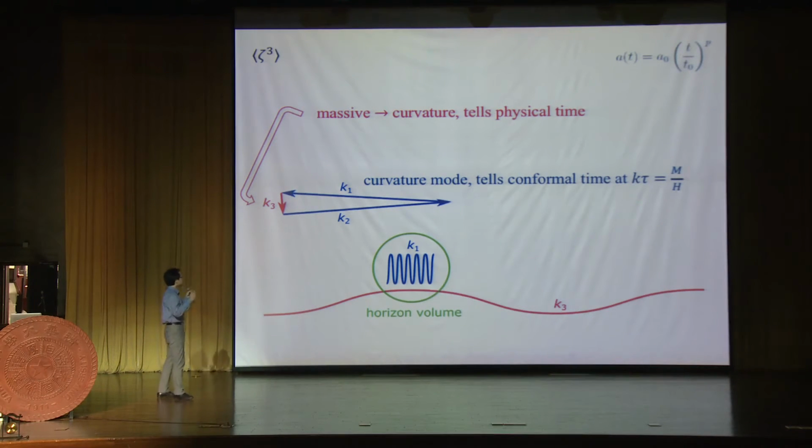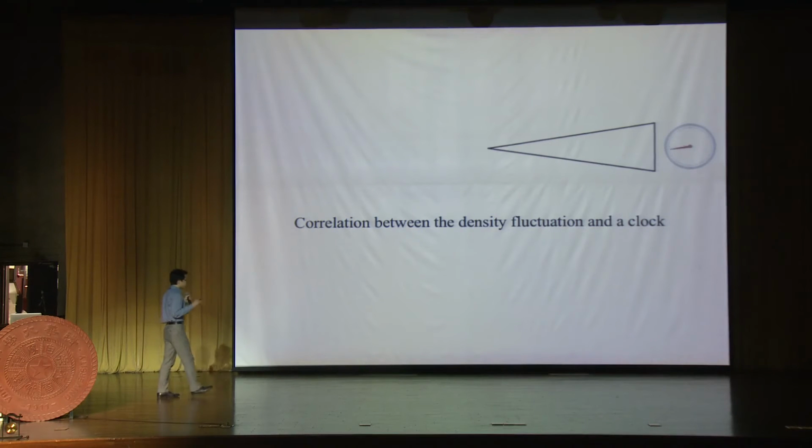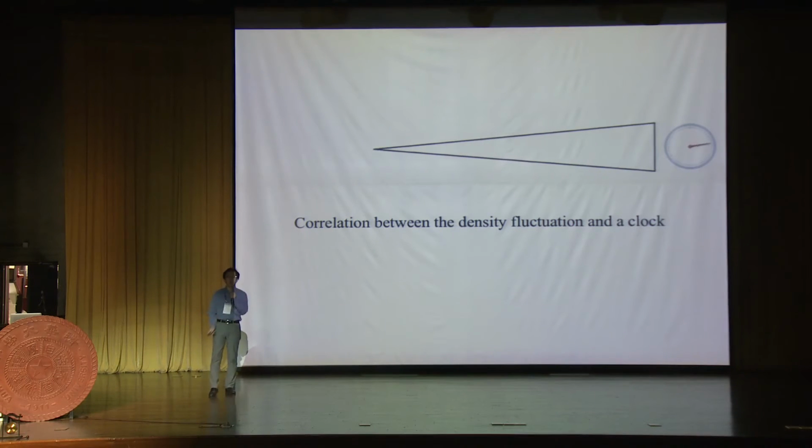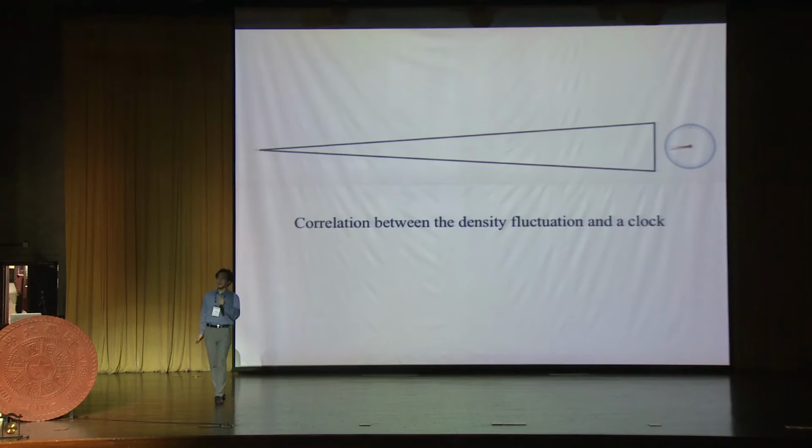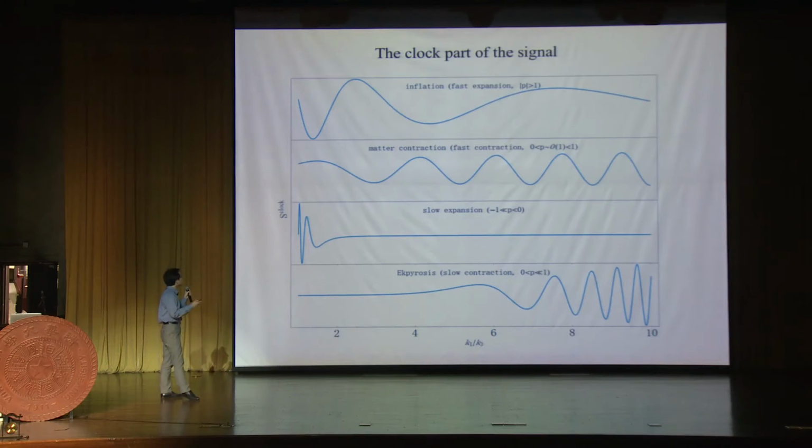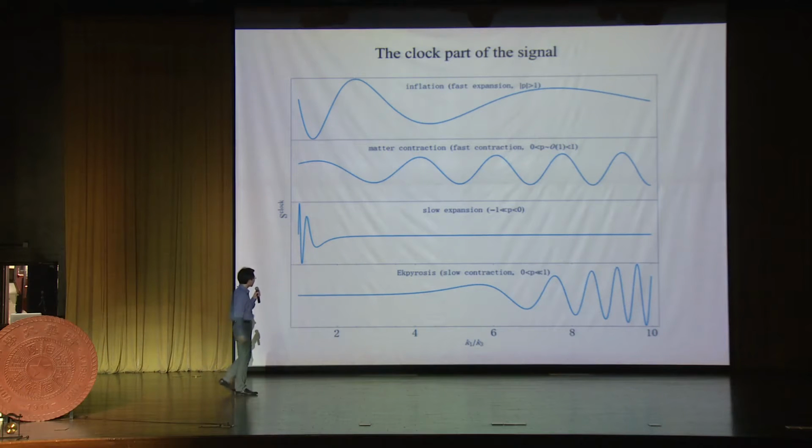In other words, we are able to know the conformal time as a function of the physical time. In other words, we are able to know the scale factor as a function of time. And in other words, we can probe the expansion history of the primordial universe, and we can distinguish inflation from matter contraction, slow expansion, and the ekpyrotic scenario by a single observable.